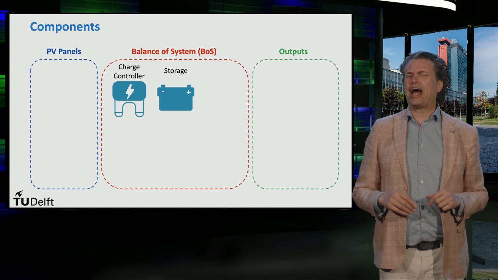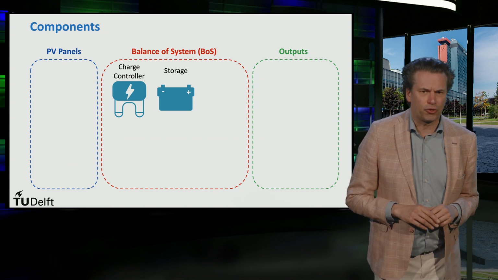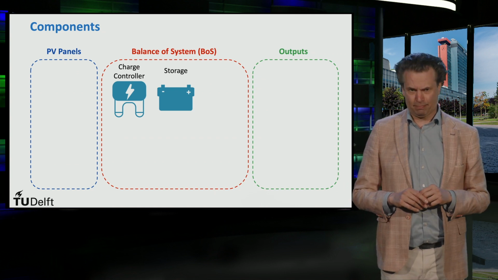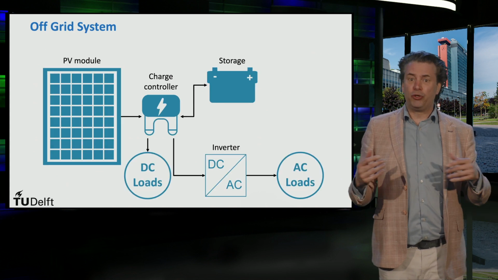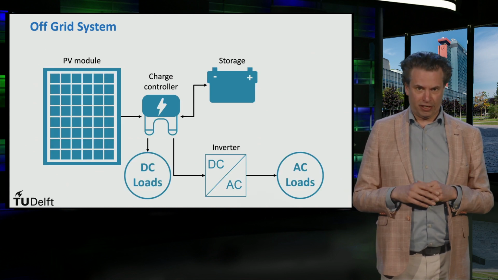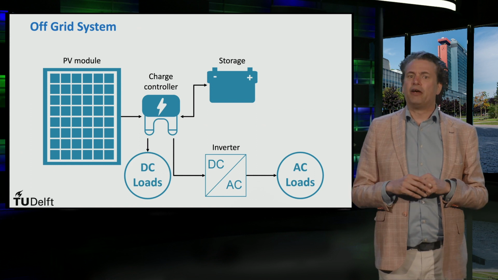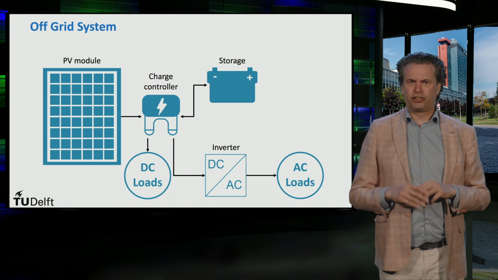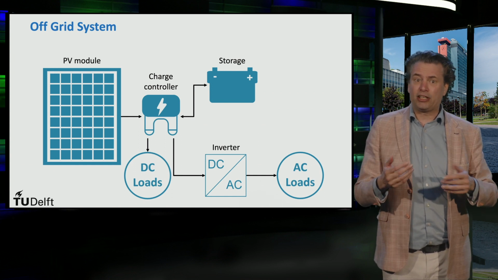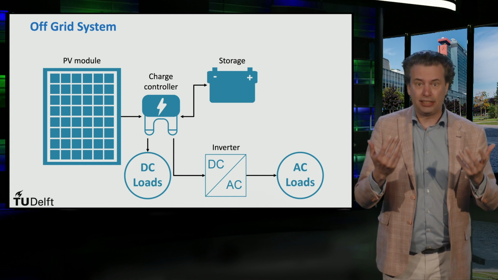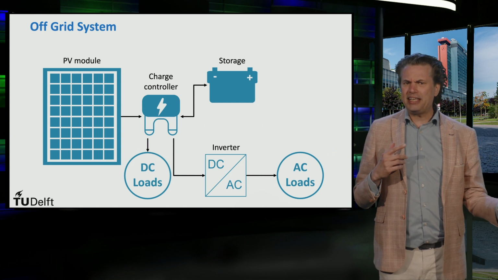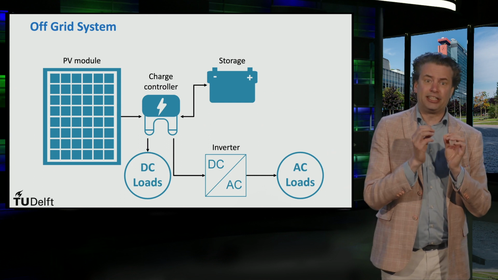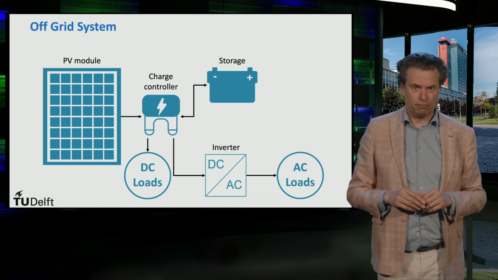Okay, so let's look at how a battery and charge controller are connected to a system. Batteries are typically used in off-grid PV systems. You will notice that the PV modules are connected to a charge controller. This charge controller then connects the battery as well as the inverter and DC loads. So you can see that a battery is connected on the DC side of the PV system.